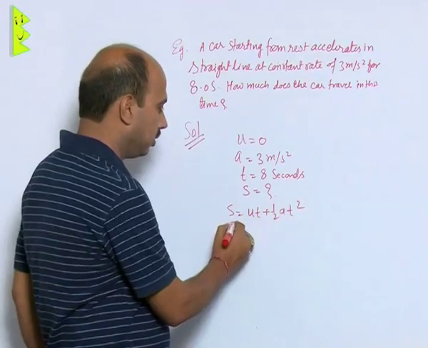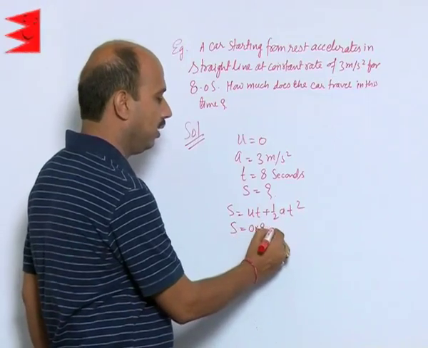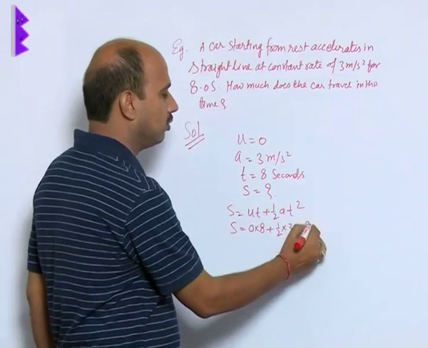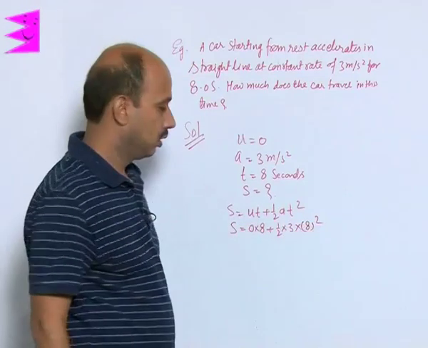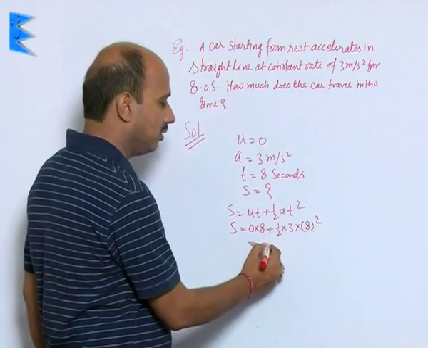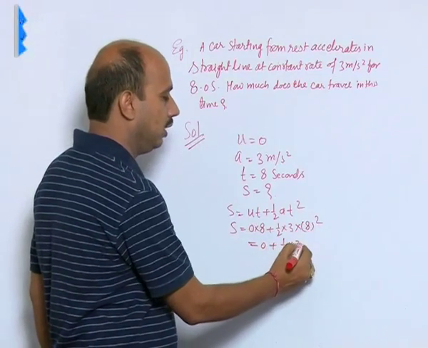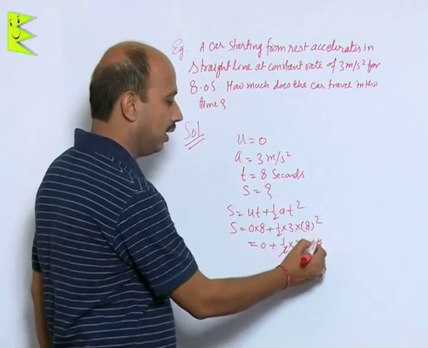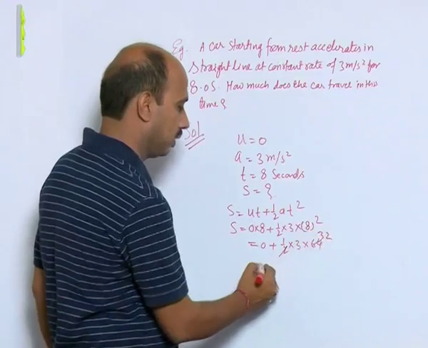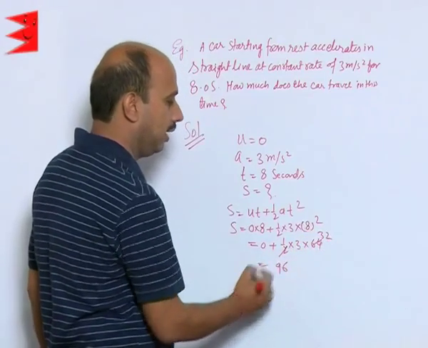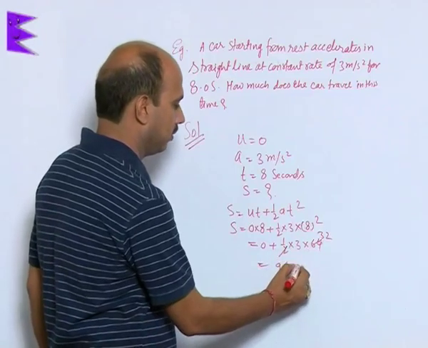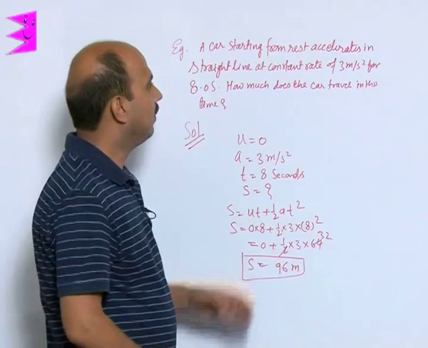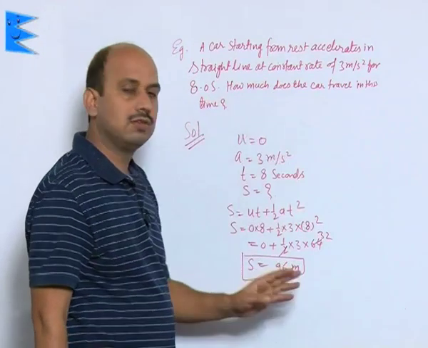Everything is given in this question. S is equal to u, which is 0, into 8, plus half into 3 into 8 square, that is the square of 8. So, now the first term becomes 0, that is 0 plus half into 3 into 64, and this you can take here 32. So, 96 meter. So, the distance travelled in this time by the car is 96 meter.